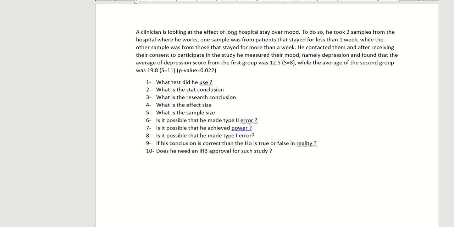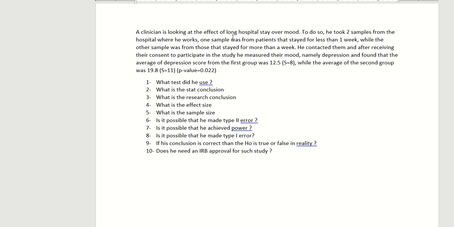The p-value is 0.022. By the way, this is typical when you're reading an article. In articles, you will see the p-value provided to you. So question number 1, what test did he use? Let's ask the 3 questions. How many groups? Are they the same people? And what is the outcome? How many groups are we comparing here? We're comparing 2 groups, those that stayed for less than a week and those that stayed for more than a week. Okay, are they the same people? Obviously, no, they're not the same people.